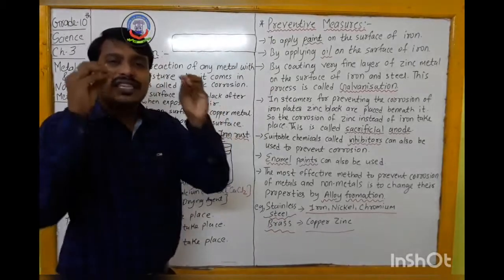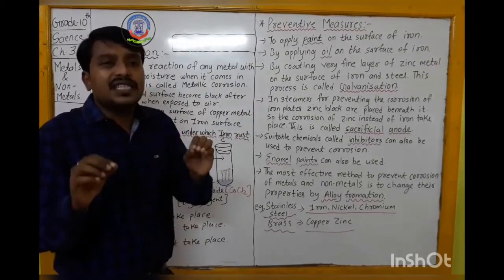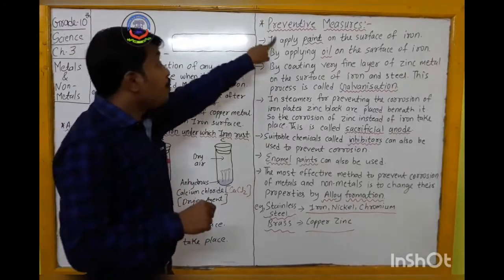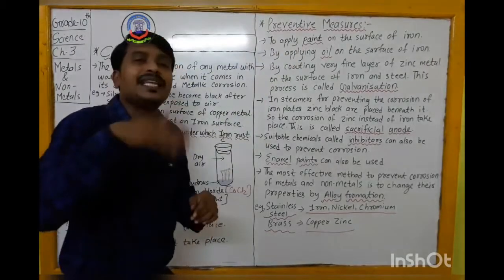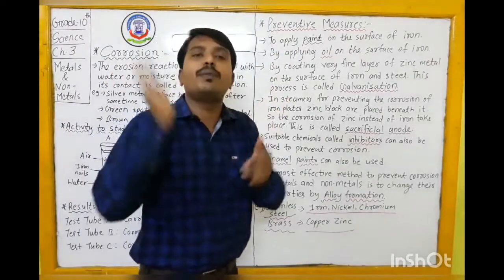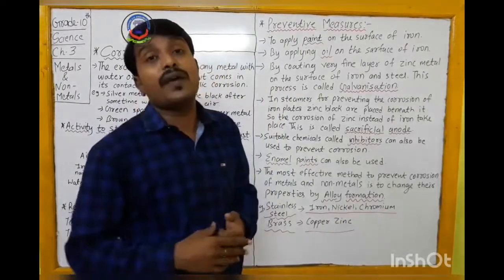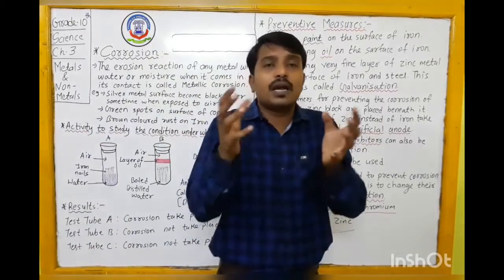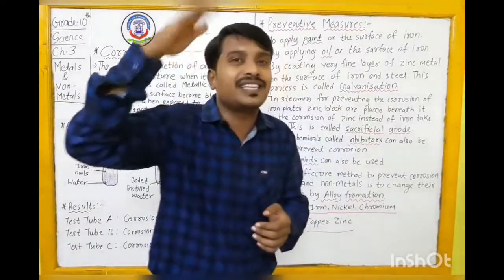The first, the simple and the easiest way are these two methods, that is point number one and point number two. In point number one, by applying the paint, just by painting the surface of the metal with any color, you can prevent the corrosion of metal. You must have seen at your home, okay? आपके घर में जो भी खिड़की दरवाजा होता है, हम उसे पेंट कर देते हैं.